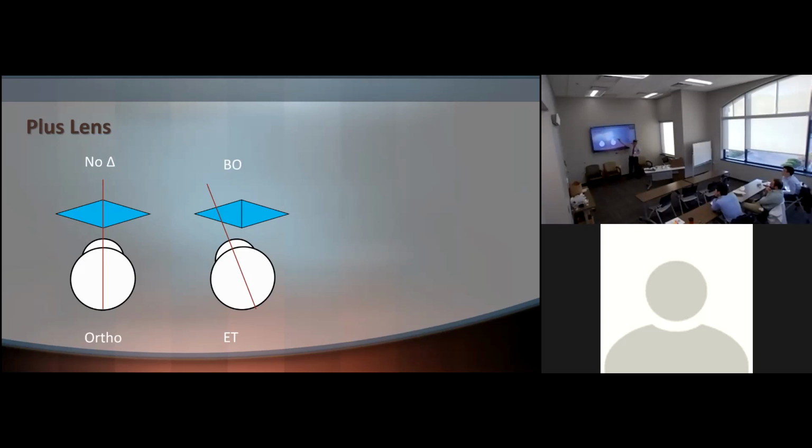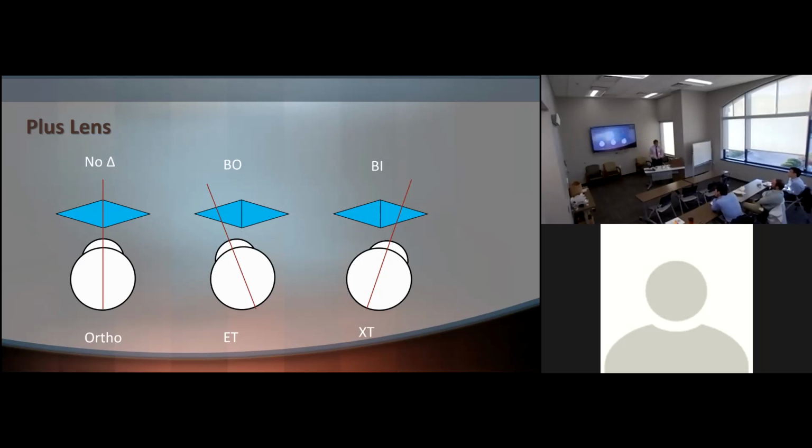Base out, sorry. Again, this is the right eye from above, so this is the nose and this is the temple, right? So the patient has esotropia, the patient is looking away from the base, so it will be a base out effect. Okay, which is a good thing, because when the patient has esotropia, we correct esotropia with base out, right? Same when we have exotropia, the patient will be looking away from the center of the lens. So there will be base in effect of the thick plus lens, which is also a good thing, because when the patient is exotropic, we correct and measure them with base in prism.